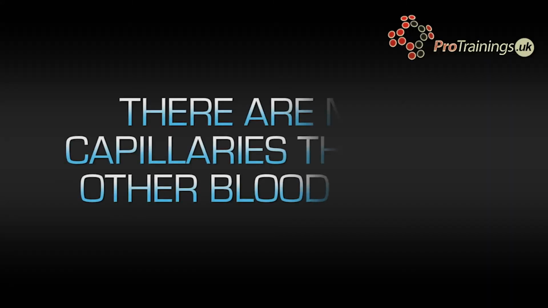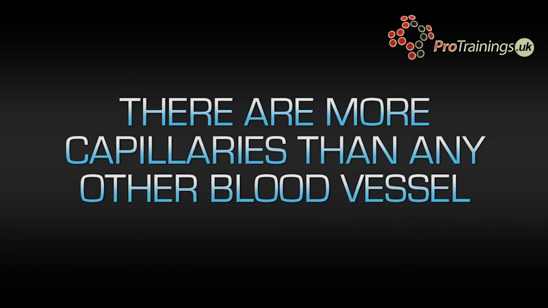Food and oxygen pass through these walls from the blood and into the individual tissue cells to be used. Likewise, the waste products such as carbon dioxide and lactic acid are passed back into the blood to be carried away and excreted. Blood flows through the capillary bed slowly to allow for this exchange to take place. There are a greater number of capillaries than any other type of blood vessel.